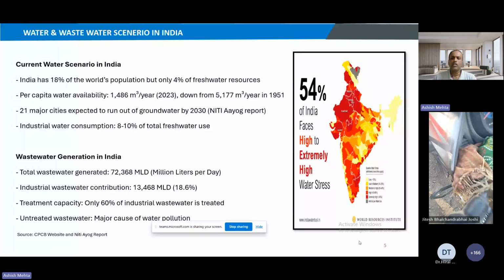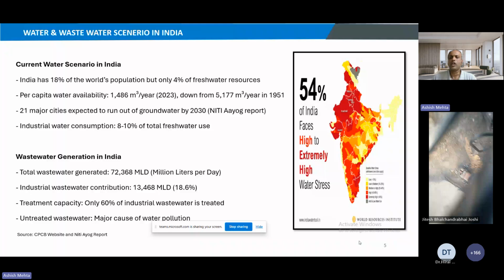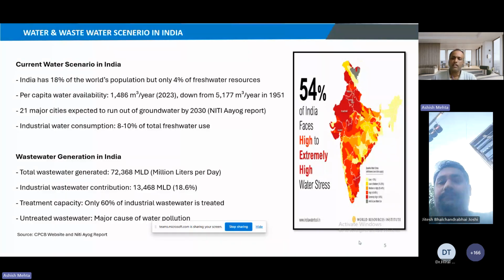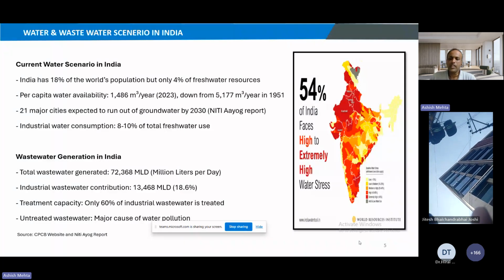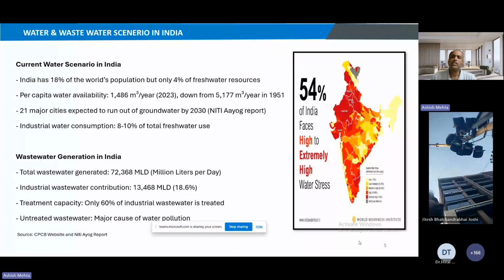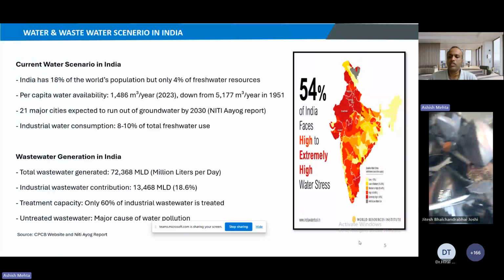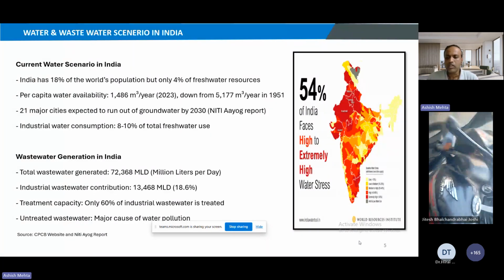Now, if you see, this is the map of our country representing water stress across different states. You can see that most of the states are representing the stress level in the range of 40% and on higher side. We can see the dark red color and then moving towards orange and yellow. So 50% of our country is facing water stress. This is the projection and data which is available from World Resource Institute.